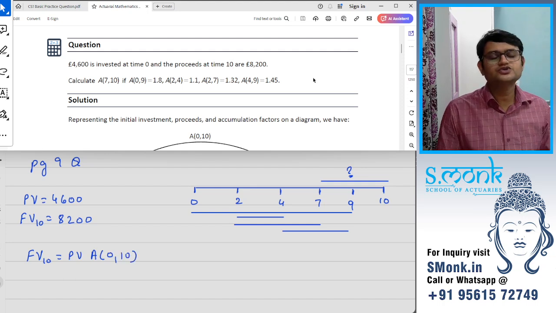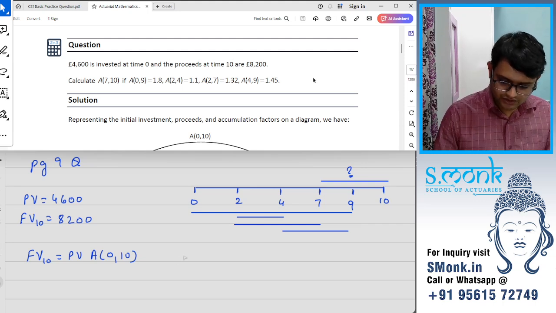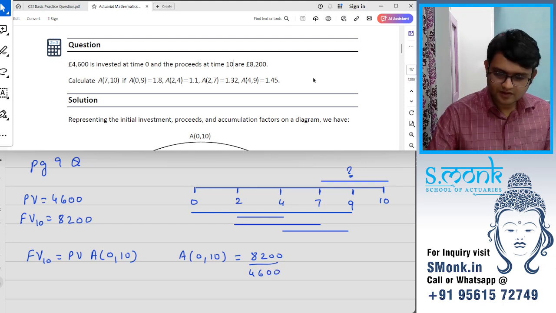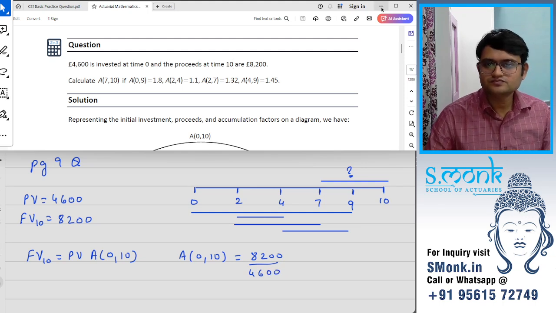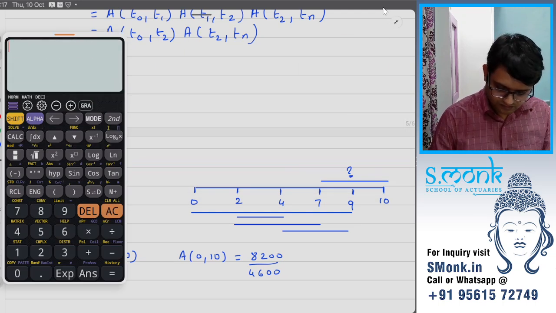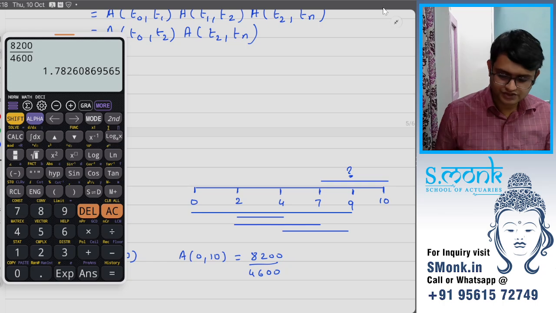So we are going from 0 to time 10. We have 1.7826.